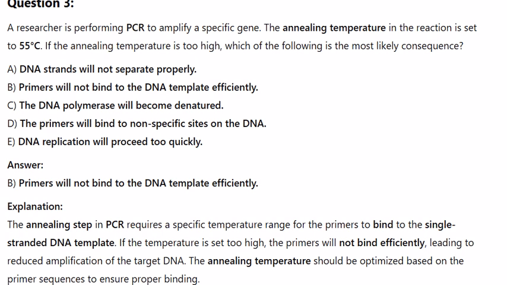Explanation: The annealing step in PCR requires a specific temperature range for the primers to bind to the single-stranded DNA template. If the temperature is set too high, the primers will not bind efficiently, leading to reduced amplification of the target DNA. The annealing temperature should be optimized based on the primer sequences to ensure proper binding.